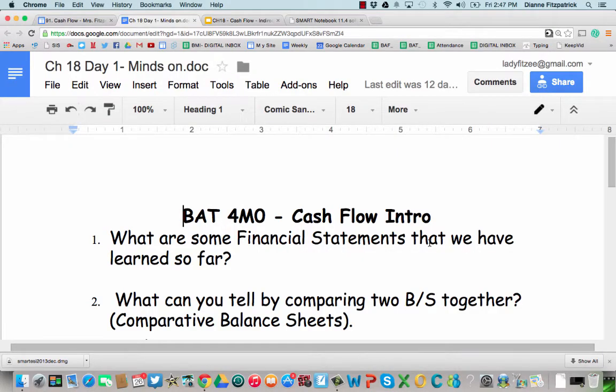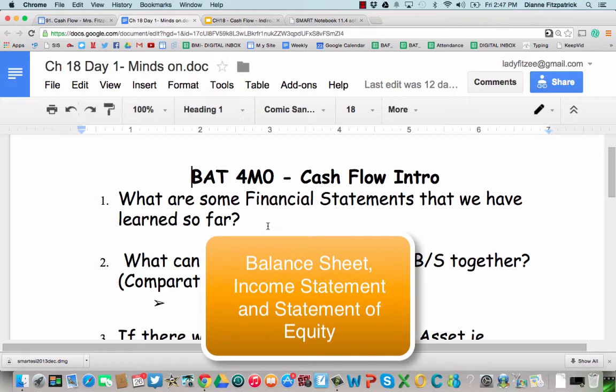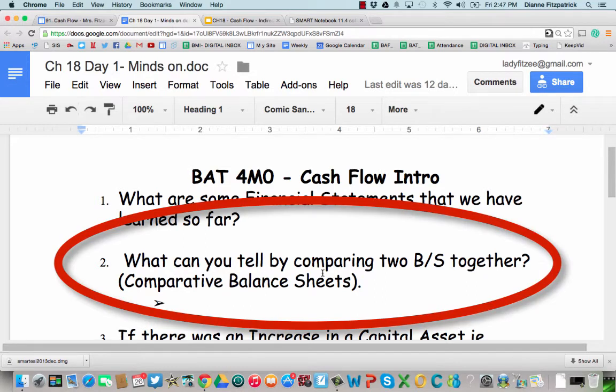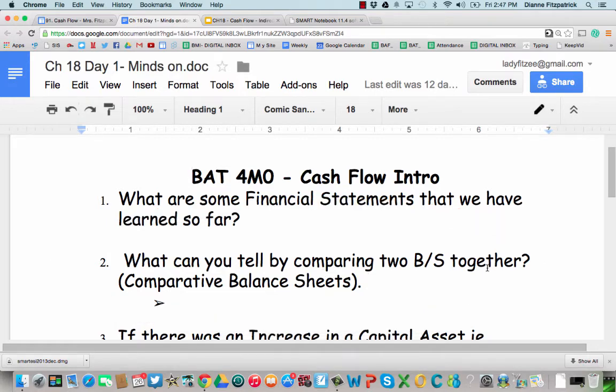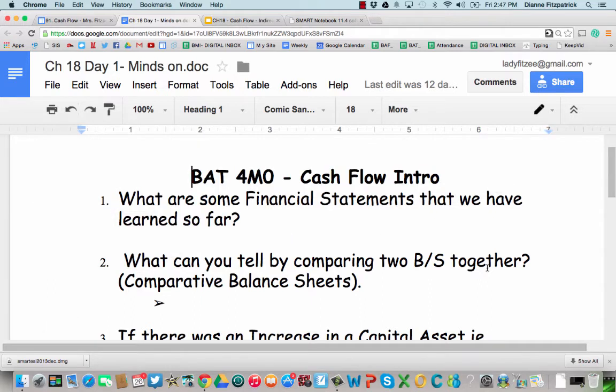Before we get into the cash flow statement, let's ask ourselves some questions. What are some financial statements that we've learned so far? Well, we've learned the balance sheet, the income statement, and the statement of equity. The cash flow statement is the 4th financial statement that we need to learn. Number 2, what can you tell by comparing 2 balance sheets together? Well, you can compare whether assets go up or down. You can see if there's an increase in cash. You can see if there's a decrease in accounts receivable. You can see if your accounts payable went down. So there's quite a bit of information there.